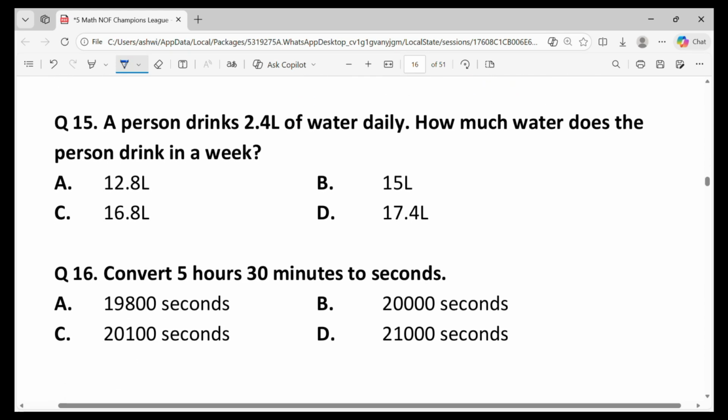Question 15. A person drinks 2.4 liters of water daily. How much water does the person drink in a week? The total amount of water drunk in a week, which has 7 days, will be 2.4 into 7, that is equal to 16.8. That is option C, 16.8 liters.